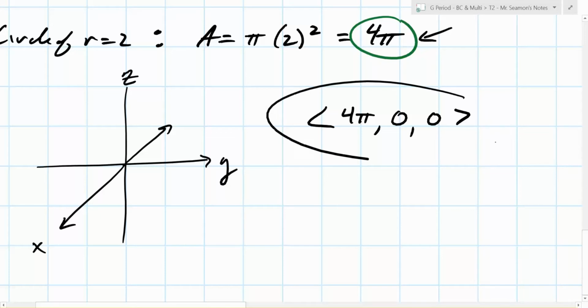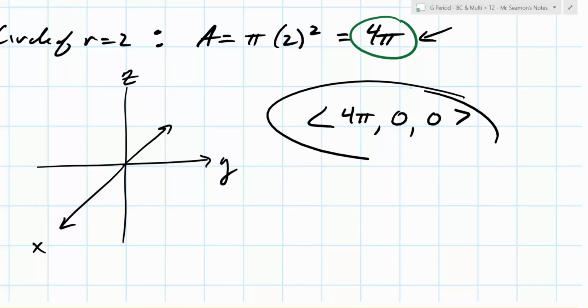This vector, what's the magnitude of that vector? 4 pi. Exactly. It's the square root of 4 pi squared. 4 pi. What direction is it going in? It is going in the direction of the positive x-axis. Now, could we have moved this vector? Does this say anything about where the vector is starting? No. So this vector could be floating anywhere, but what direction is it going in? In the direction of the positive x-axis.